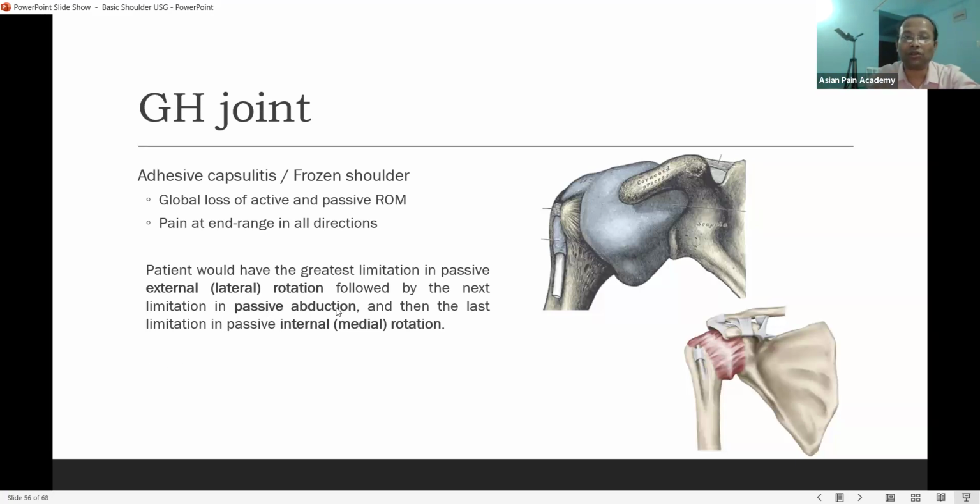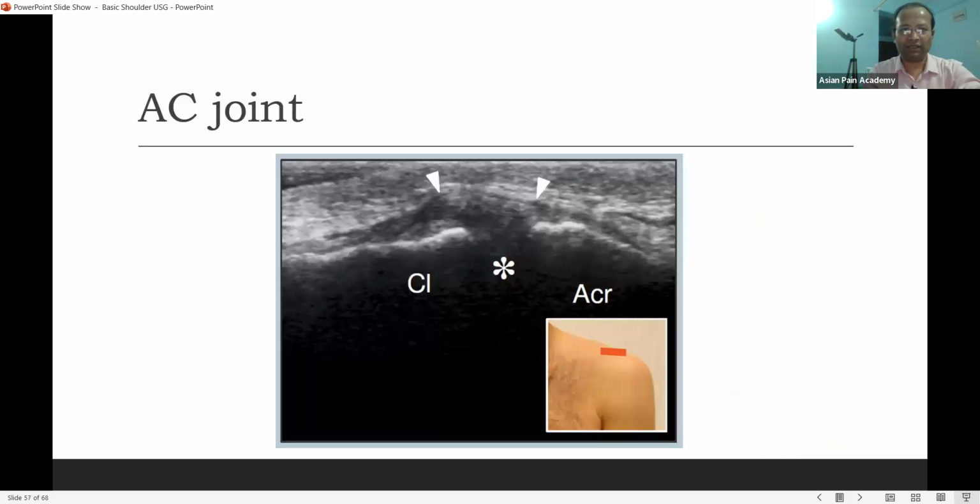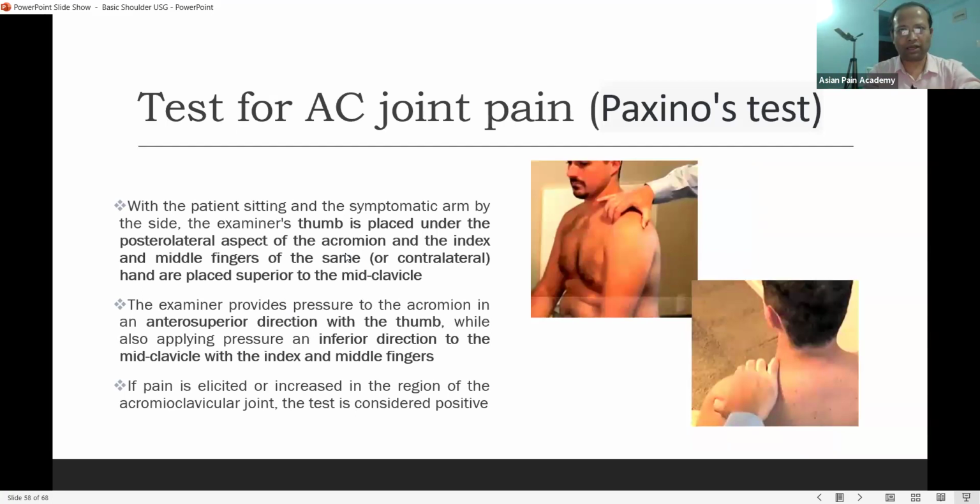So this one also will be second affected. And then lastly, the medial internal rotation also gets affected. But mainly I will say it is the external rotation which gives you the diagnosis of frozen shoulder. Now comes the AC joint. This I have already shown you.